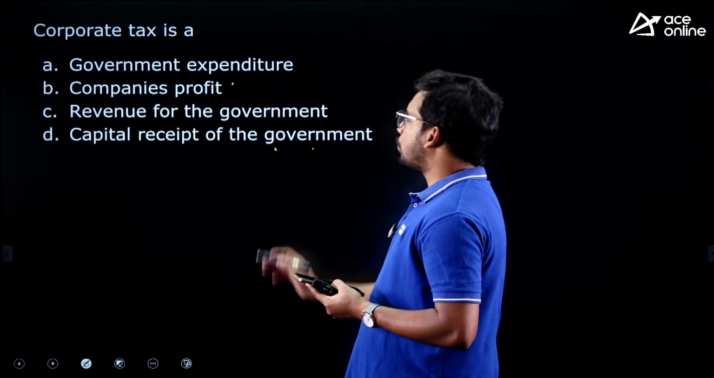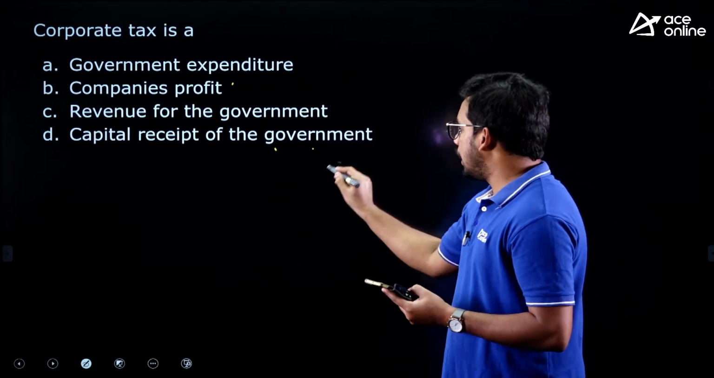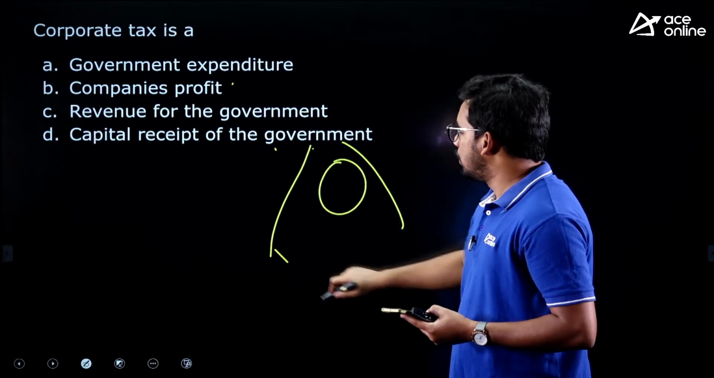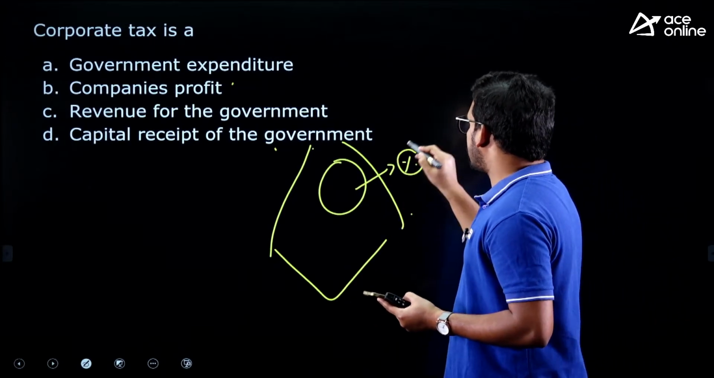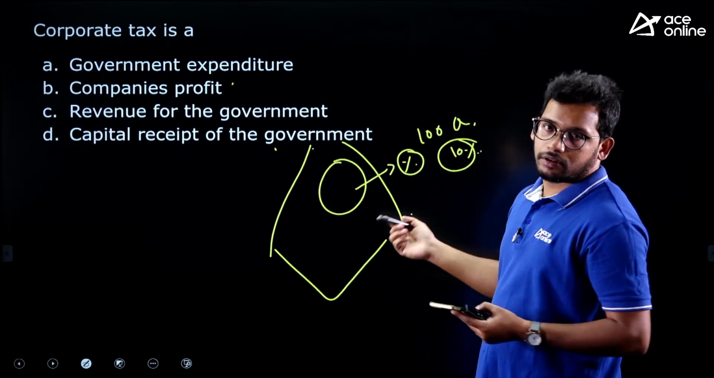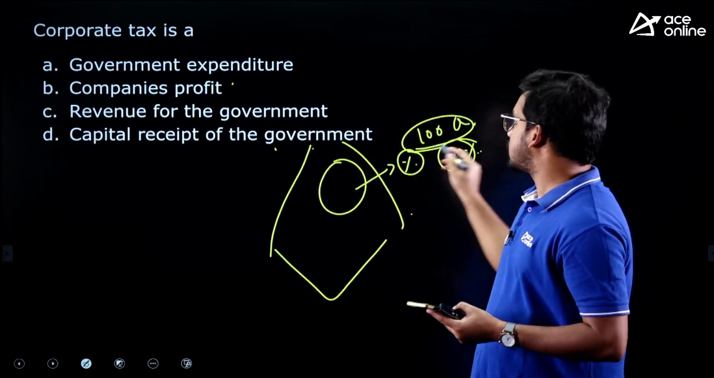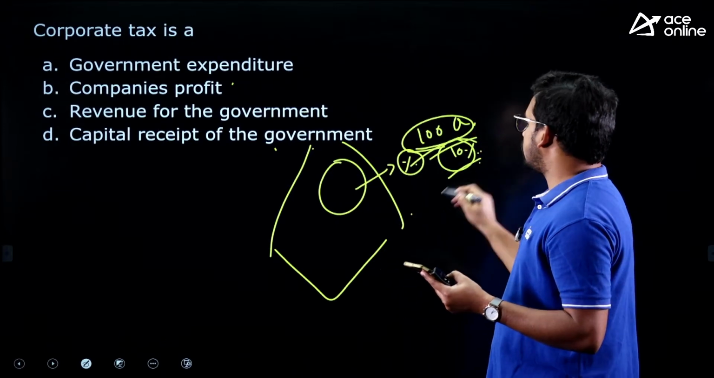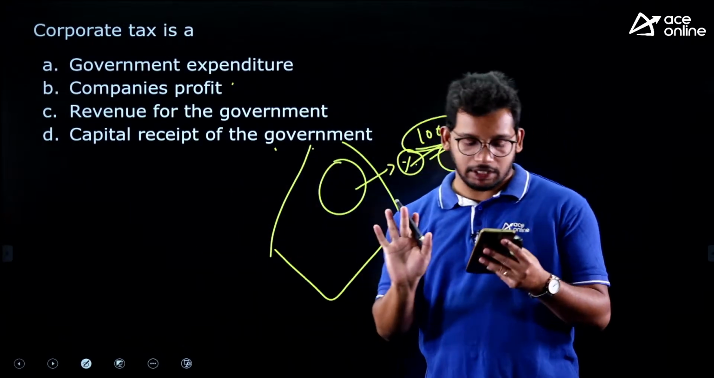Okay, corporate means a private company. You all know that. Any company that starts its business in India has to pay certain taxes on its profits. For example, the company value is 1000 crore, but they got a profit of 100 crore. So corporate tax is tax on the profit earned by the company, right? A 10% corporate tax means it is paid to the government by the companies, right?